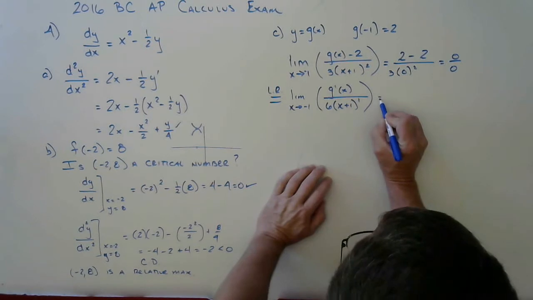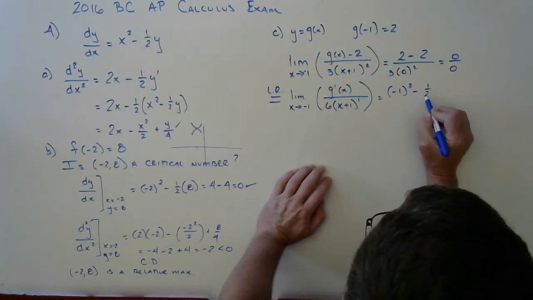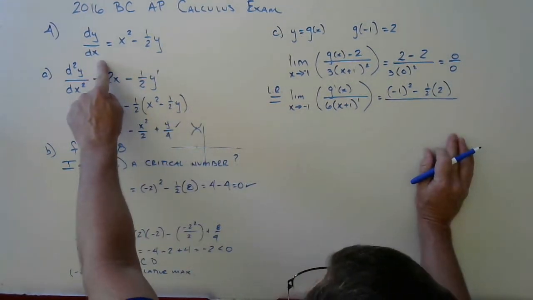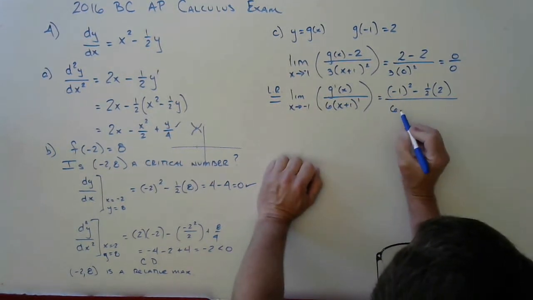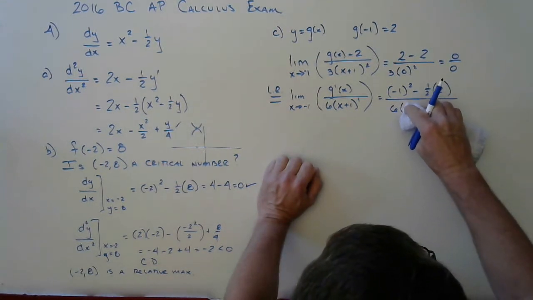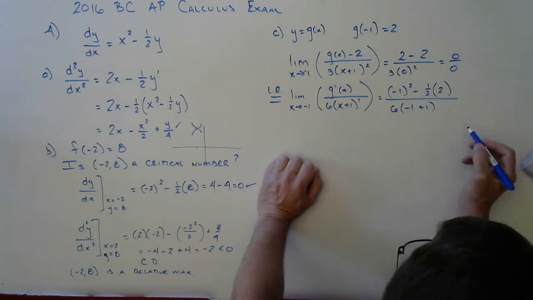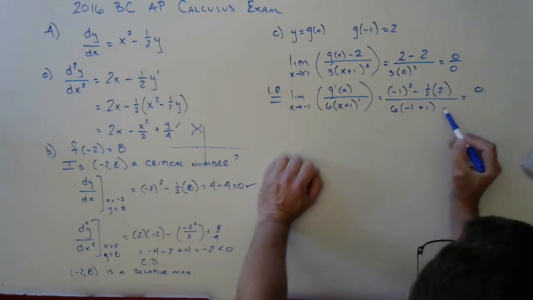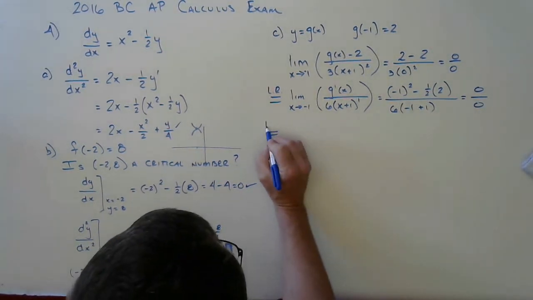So what do we get here? We get -1 squared minus 1/2 times 2. That's g prime at (-1, 2). On the bottom I get 6 times (-1 plus 1). And what do we end up with? We end up with 1 minus 1, and on the bottom, we end up with 0 over 0. So we're going to use L'Hopital's rule again.